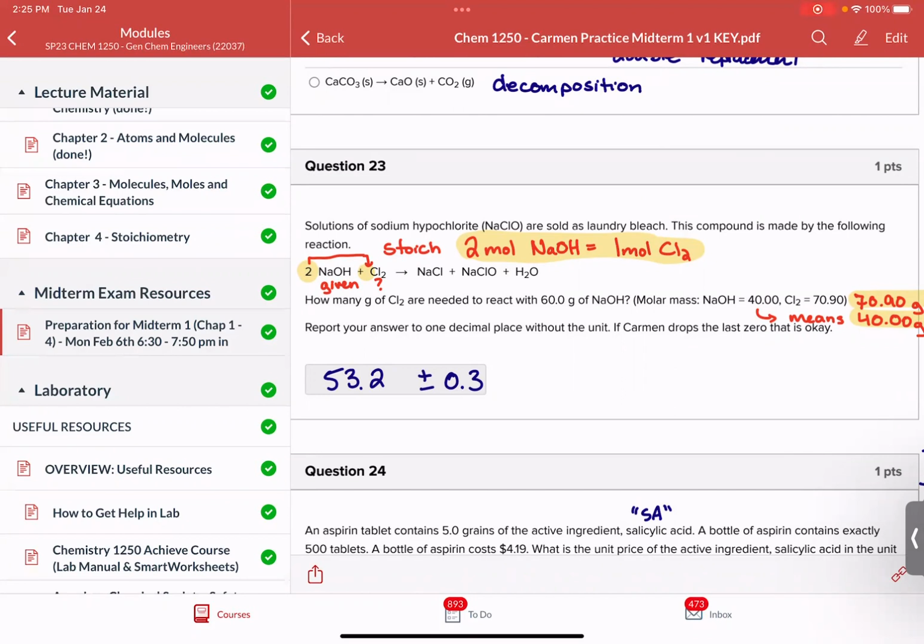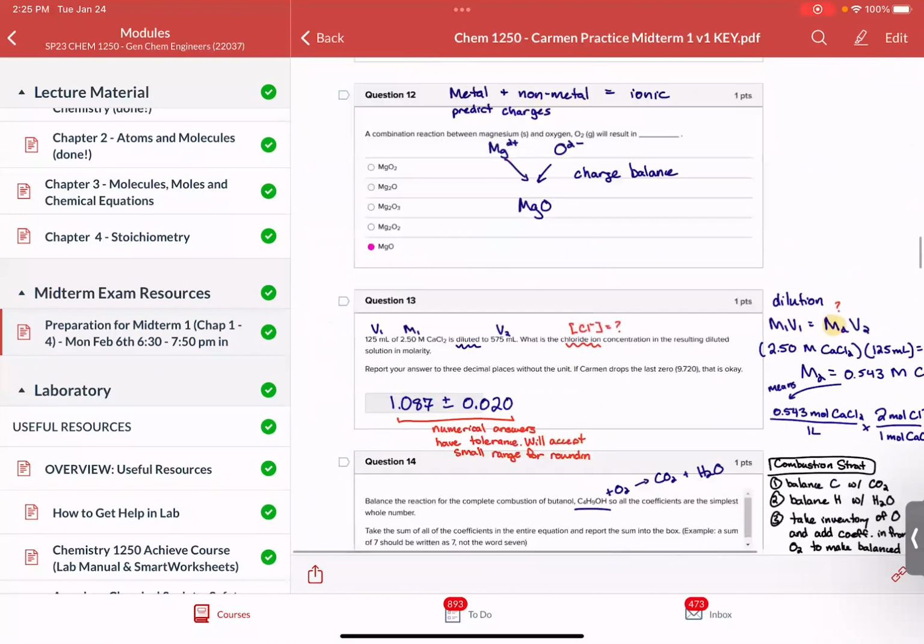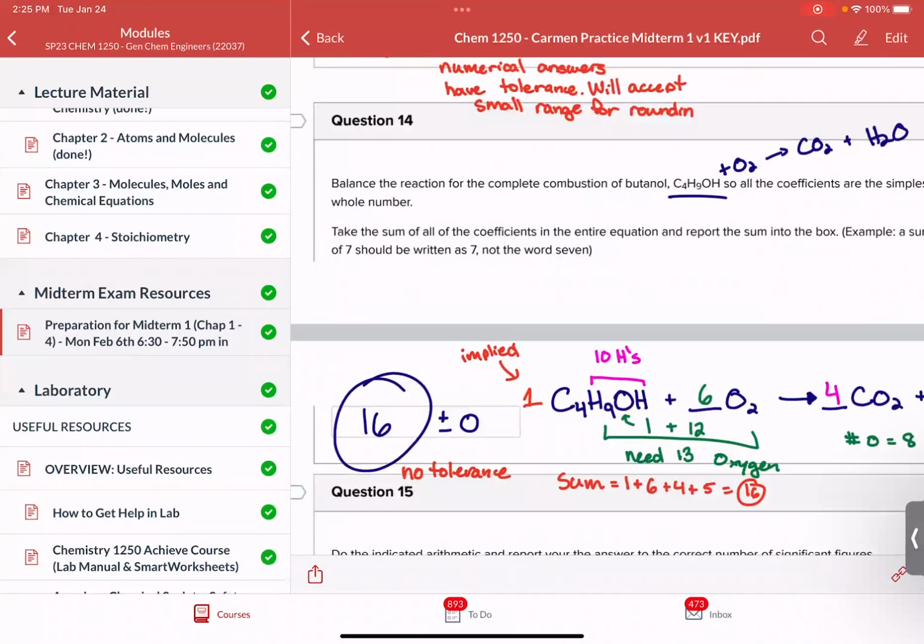All right, but there are some instances where I don't have a tolerance. So I have a sig fig question in here. Balance this reaction, report the sum of the coefficients. I'm not going to accept any number other than 16. So there's no tolerance there, and so it is right or wrong.